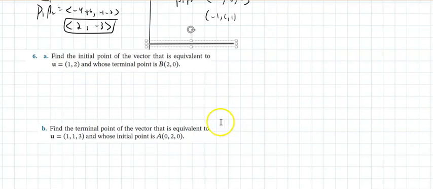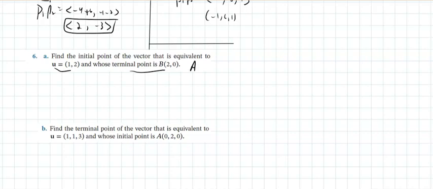Now here we want to find the initial point of a vector that's equivalent. Two vectors are equivalent if they possess the same direction and the same magnitude. Equivalent to this vector u, which is 1, 2, whose terminal point is 2, 0. You could use common sense if you want, but I want to use a formula to make sure that we figure this out if the problem is not this simple.